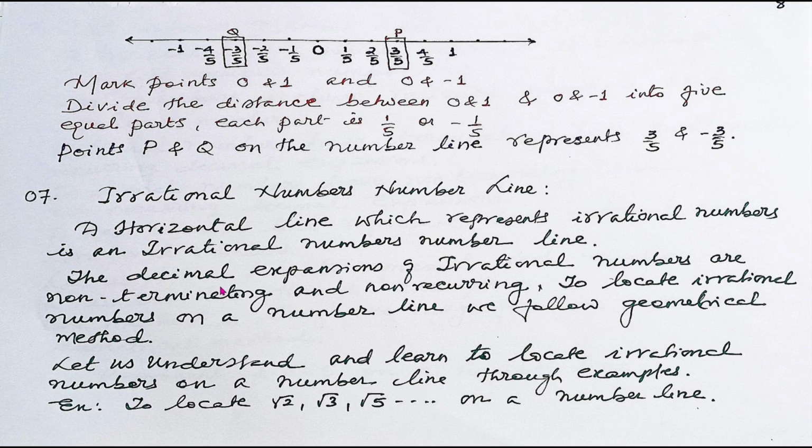So this is what we have learnt about number lines up to irrational numbers number line. Further, in our next part, we'll be proceeding with learning of the real numbers number line, and also the procedure of locating irrational numbers on a number line, and also locating what we call real numbers on a number line. So let us learn all those in the second part of our study.